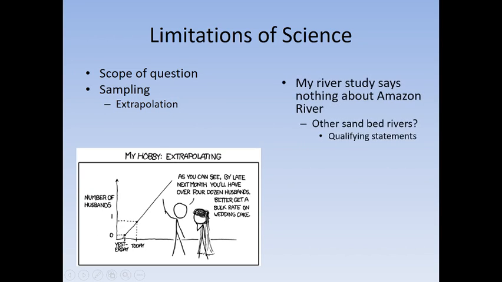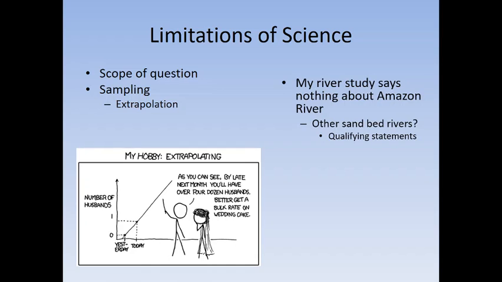So when we look at my study, what does my study on this sandbed prairie river in Kansas say about the Amazon River in the Amazon rainforest? Well, pretty much nothing, right? The Amazon River reacts very differently. It's way, way, way bigger of a river. So my study can't really say anything about the Amazon River.